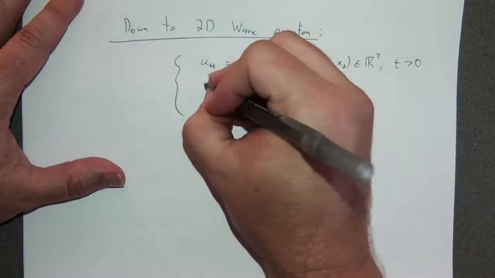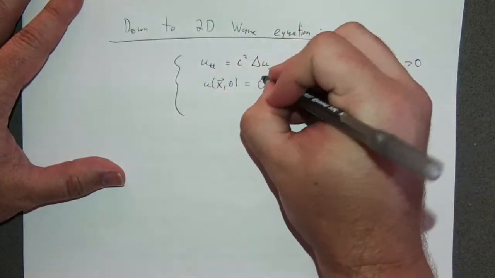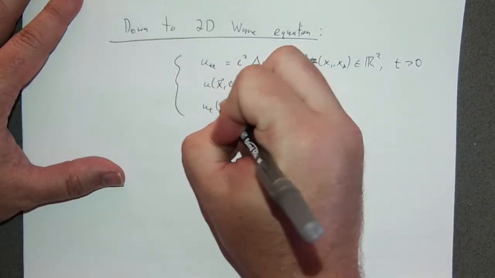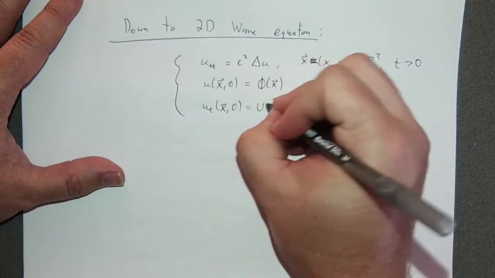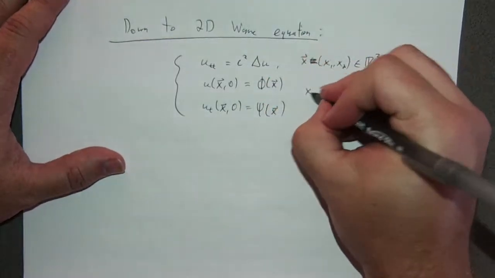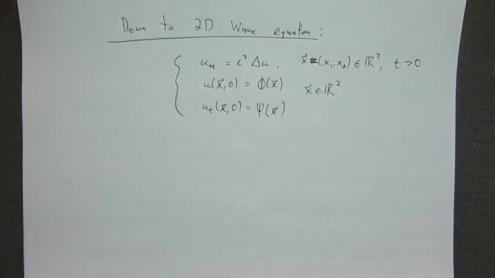We have initial data as before. All right, so there it is, phi of x, psi of x. Again, both of these on R2. Okay, so this is the 2D wave equation.